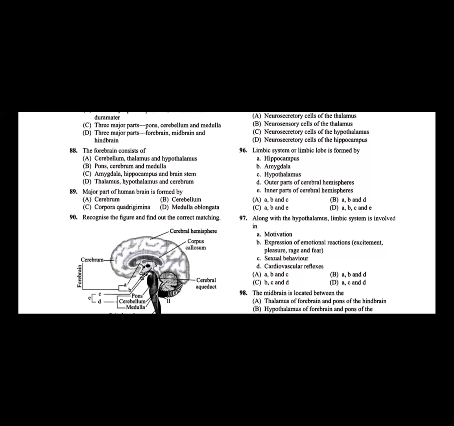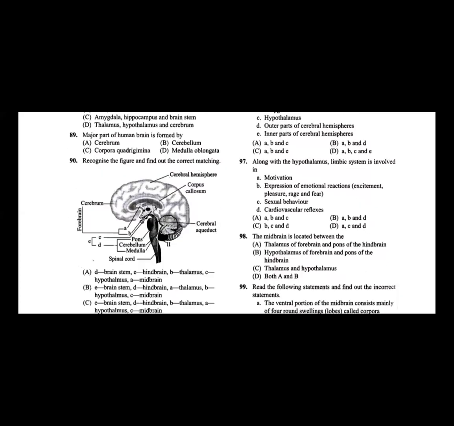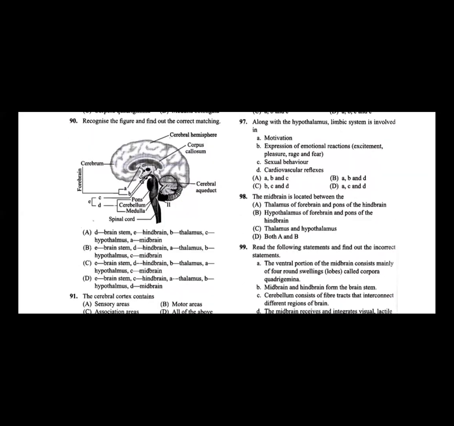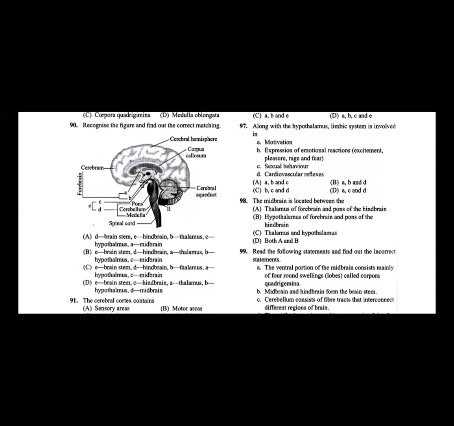Now, question number 90. Recognize the figure and find out the correct matching. This is again an NCERT diagram, labelings. You need to find, students. Recognize the figure and find out the correct labelings. What are the labelings? What is A here?